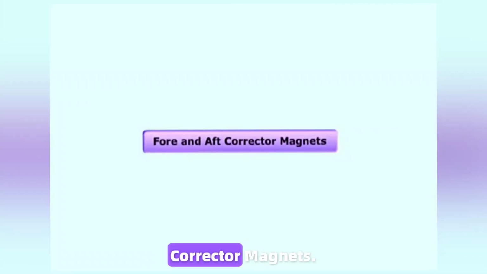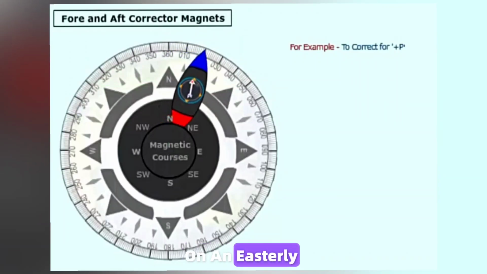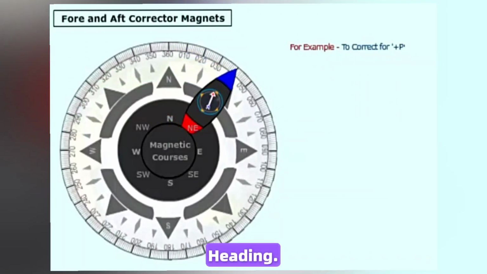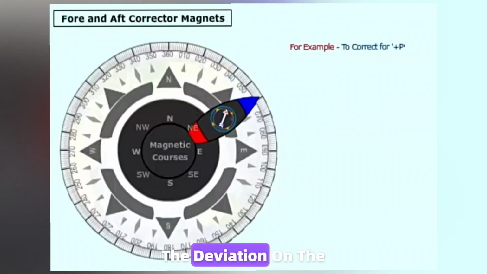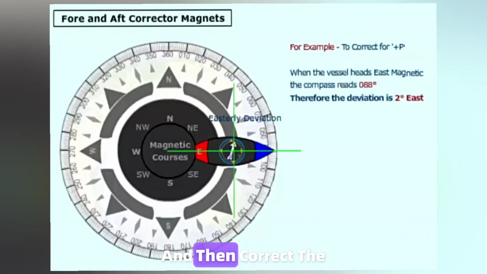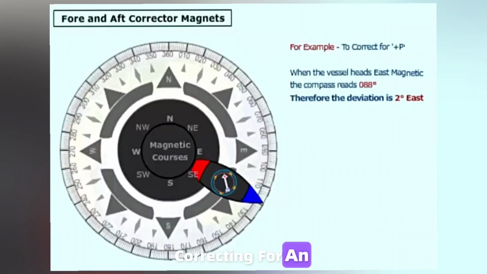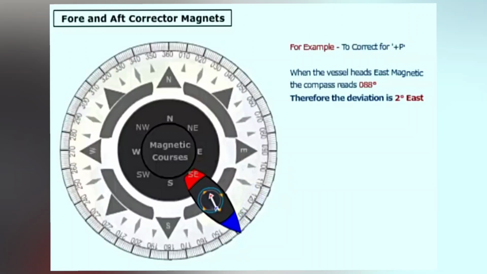Fore and aft corrector magnets. To correct force P, find the deviation on an easterly heading and then on a westerly heading. Reverse the sign of the deviation on the westerly heading. Find the mean deviation for both headings, and then correct the mean deviation with an F and A magnet after correcting for an estimated induced B.